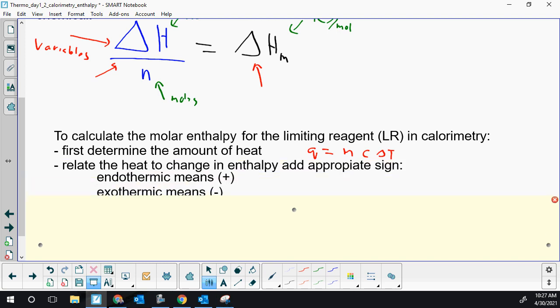Next, same as before, we're going to think of what sign we should have. We'll put a positive sign if the reaction is endothermic, the surroundings cool down. We'll put a negative if it's exothermic, the surroundings warmed up. These two pieces are the same as before. They give us delta H, and now we have this new step. We're going to divide that enthalpy change that we just got by the moles of the limiting reagent.